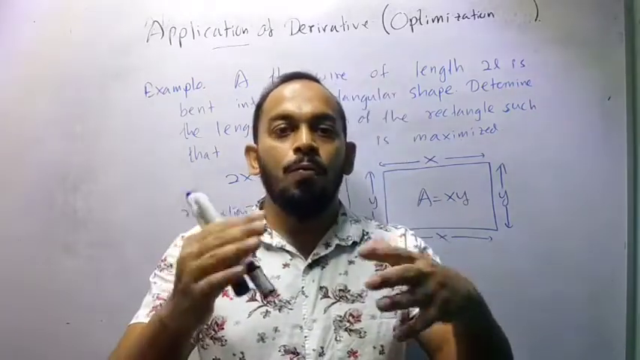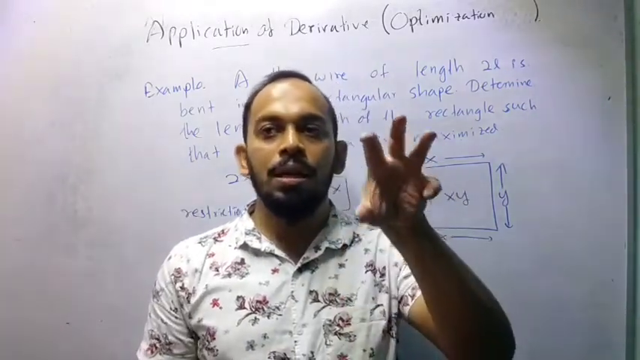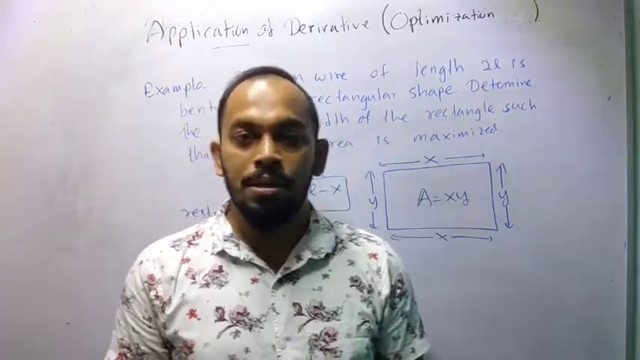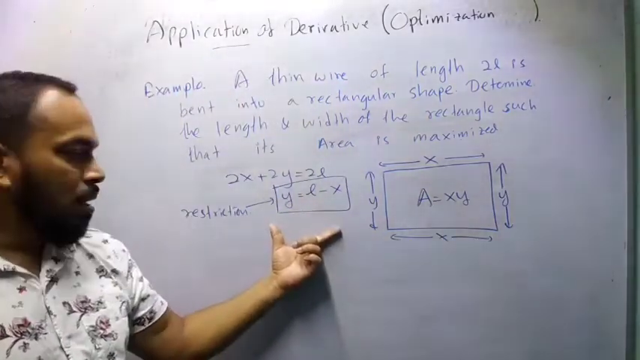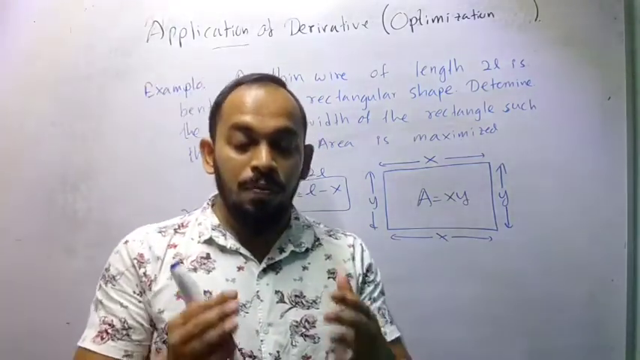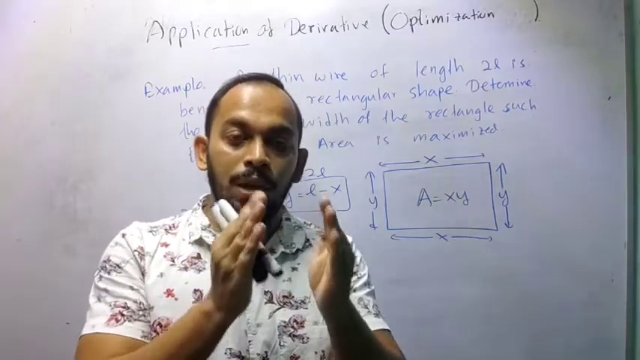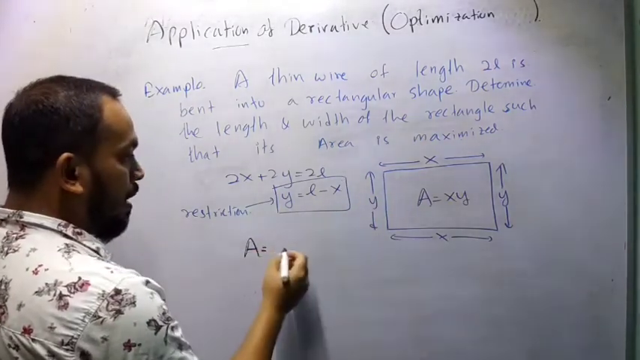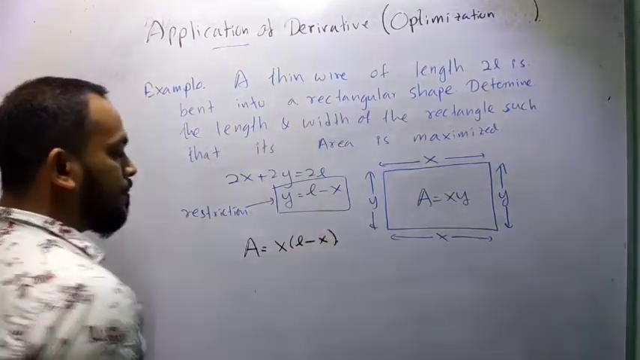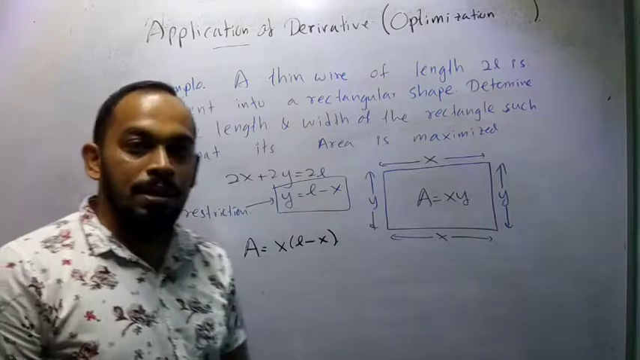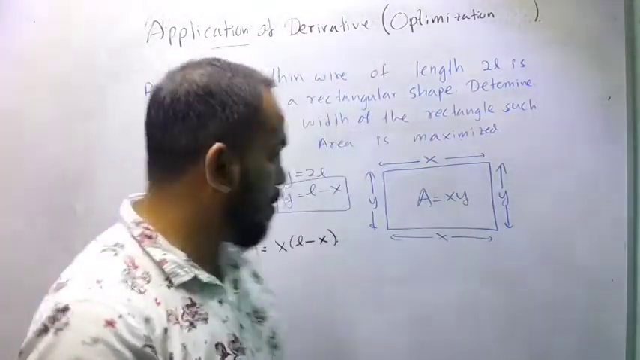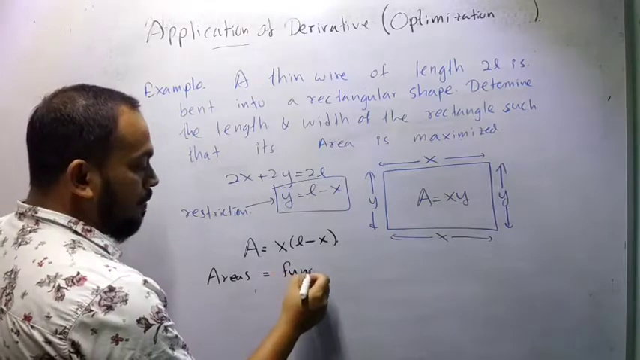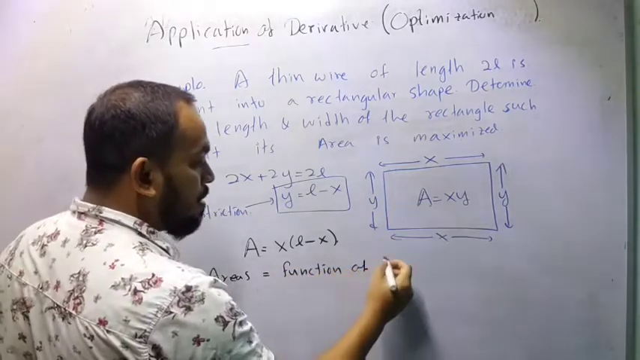In certain cases, volume could be restricted. So they would say, I need to design a container of 1000 liters. So 1000 liters would be the restriction in that case. So you should be intelligent enough to figure out the restrictions. When you figure out the restrictions, you should be able to replace one variable with the other. Now based on this restriction, I can write A as x into L minus x. Now you can see we found area as a function of x, where x is the length.